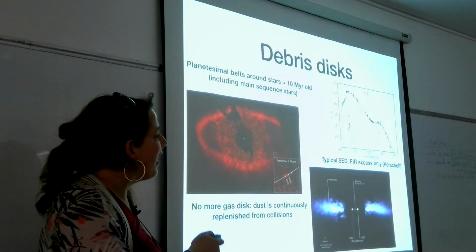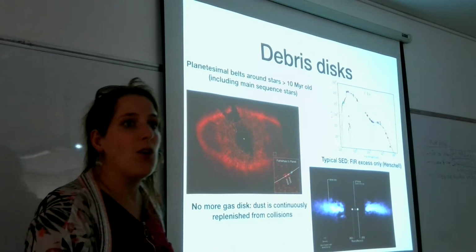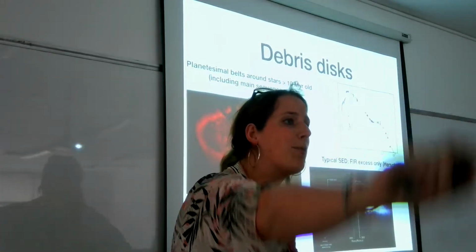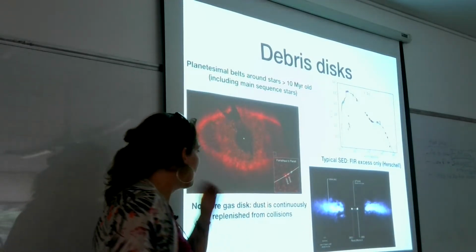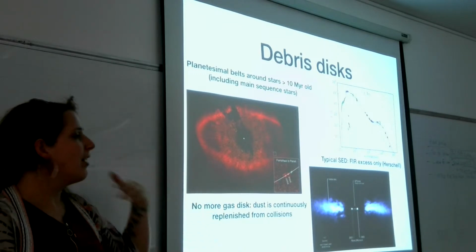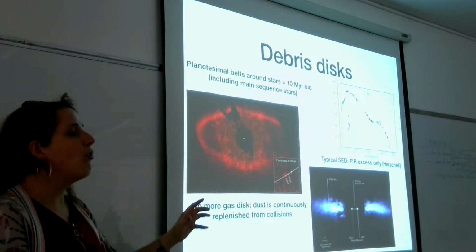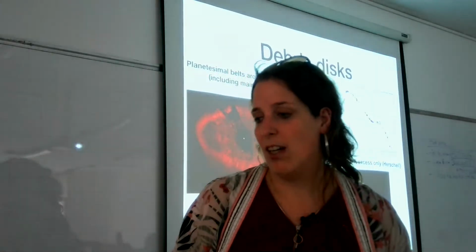Also, if we look at the spectral energy distribution, we see that there's some infrared excess, but only at longer wavelengths. So very cold dust, pretty far from the host star. There's no gas disk anymore, and the amount of dust that we see can only be there if it is continuously replenished by planetesimal collisions.